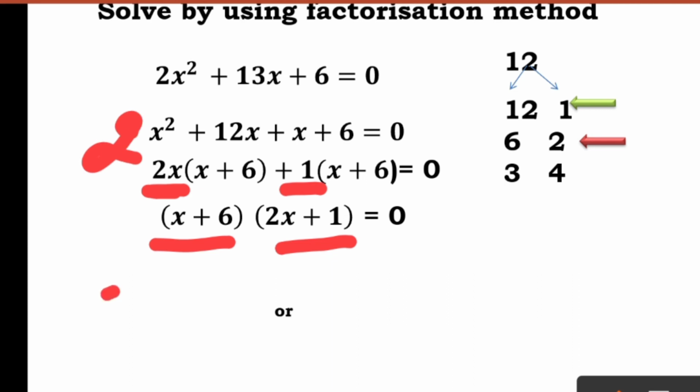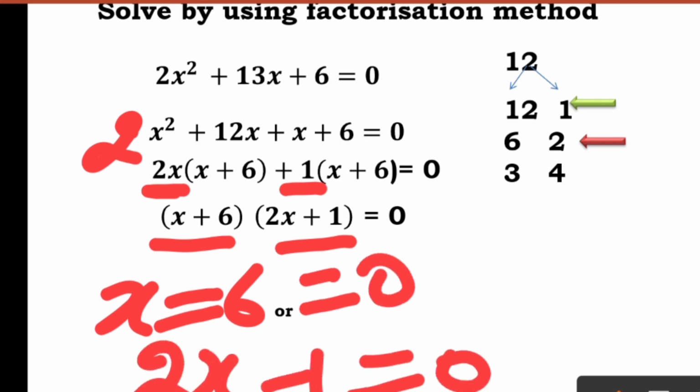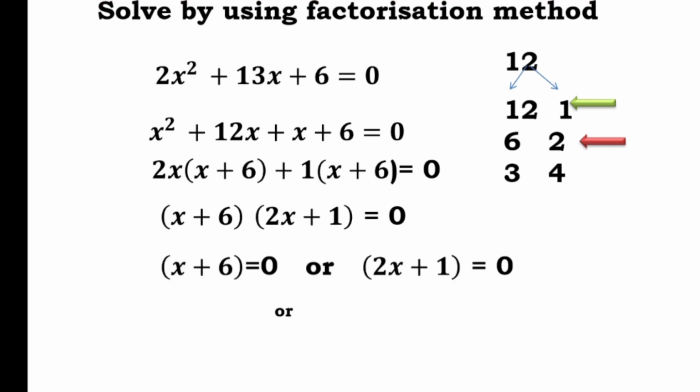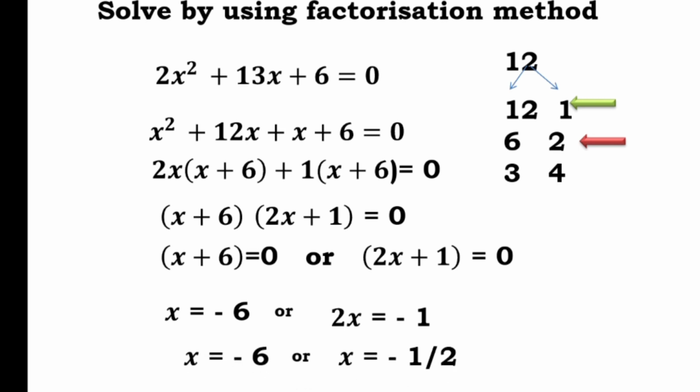If this is the condition, then you will get x plus 6 is equal to 0, or you will get 2x plus 1 is equal to 0. Okay, this is the way of understanding. So if x plus 6 is 0, you will get x equals minus 6, and if you get 2x plus 1 equals 0, then 2x is equal to minus 1, and the 2 can be brought as a denominator to minus 1, so it will become minus half. So these are the roots of the equation, with the small correction which you need to take here.